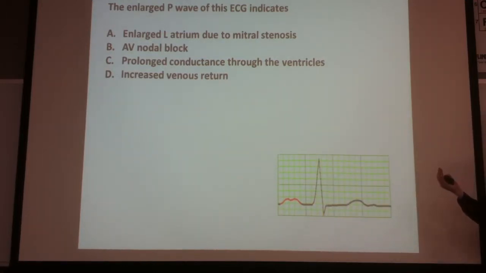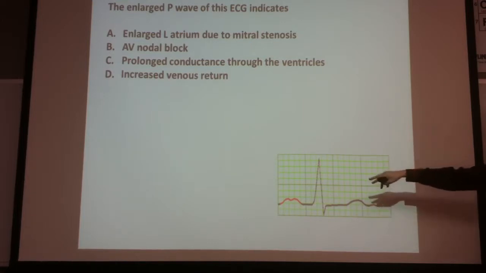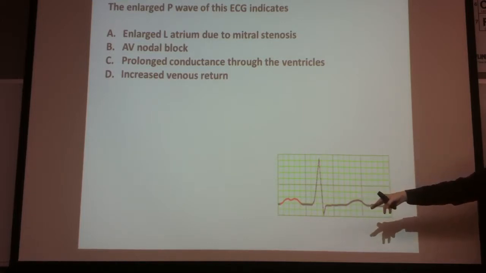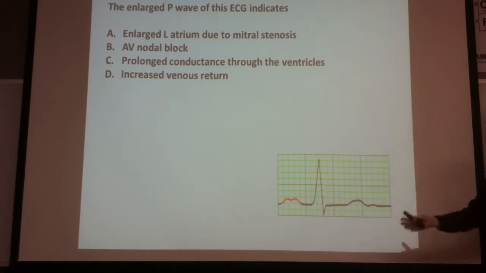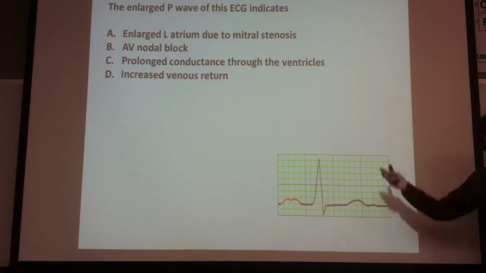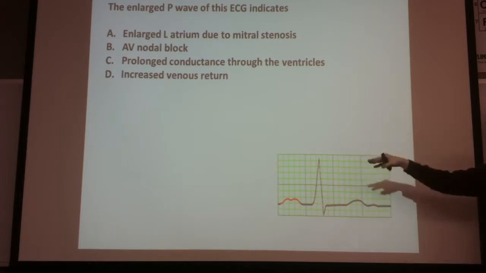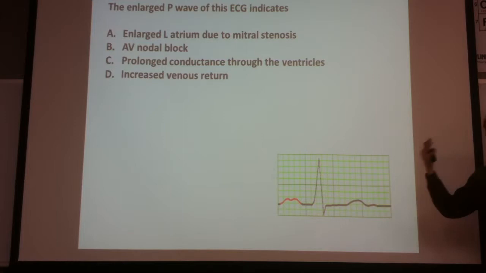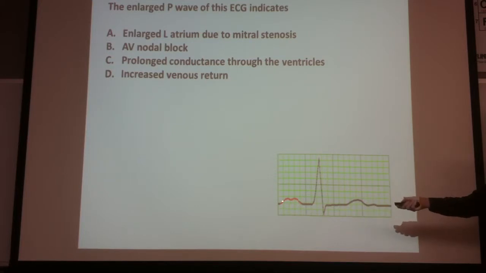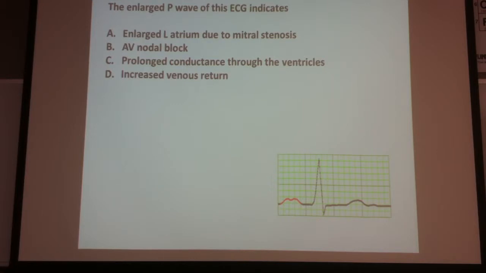Increased venous return. T. That's really not going to change the atria. Okay, so again, even if you didn't know what change in the ECG was due to mitral stenosis, you could pick out what area we're looking at, because when does the current go through the atria? P wave. With mitral stenosis, there's a backflow into the atria, it enlarges, and it takes longer for that to happen, so we see an enlarged P wave.